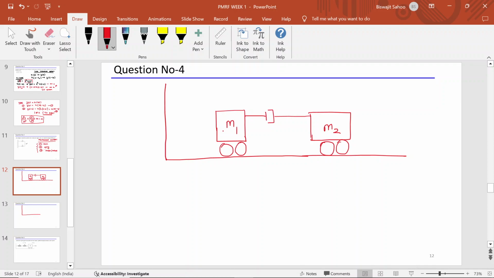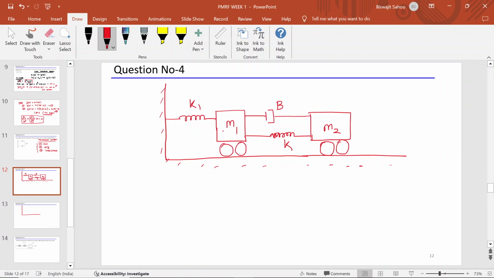This dashpot also has a spring. A spring is generally represented by this. Let's say this viscous friction coefficient is B, and this spring has an elastic coefficient K. This frame is also tied to the reference rigid frame. This is the reference. This is the type of system, and there is a spring here, let's say its value is K1.